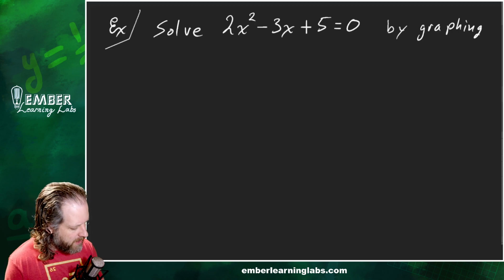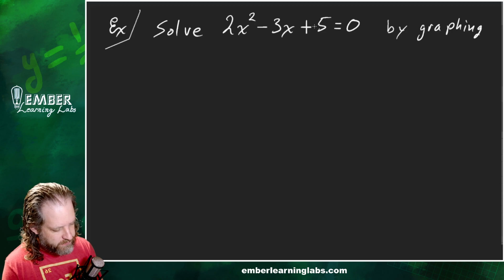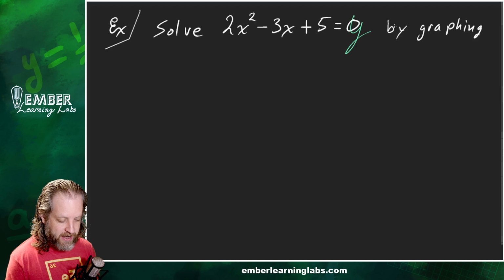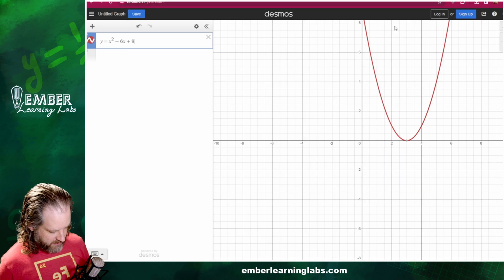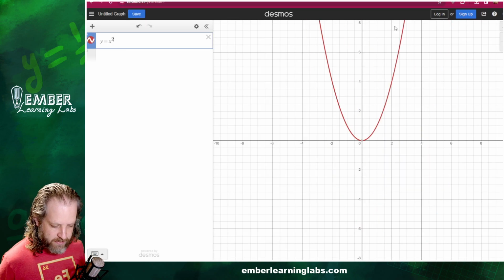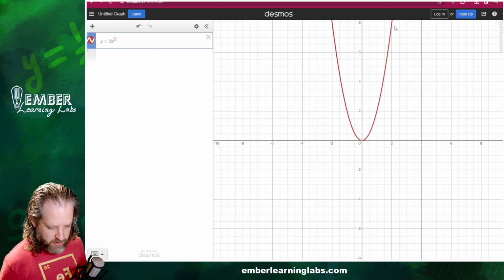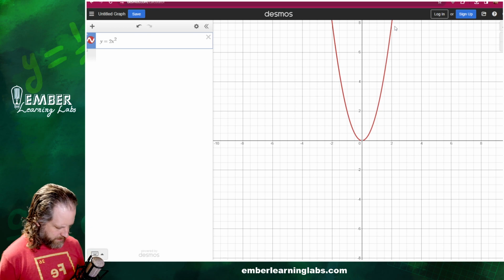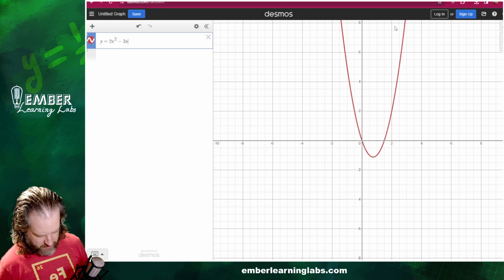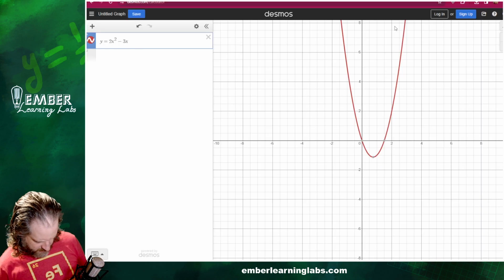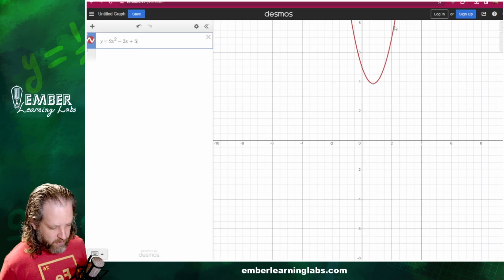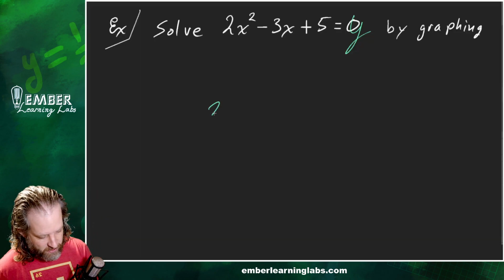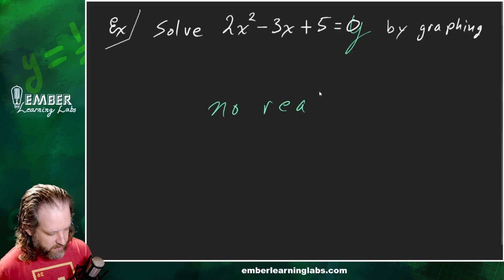So we're already solved for everything on one side and 0 on this side. Going to turn that into a y and shove it in. So I'm going to delete all the way back. I'm going to leave the x squared this time, but I'm going to go in front of it and put a 2. Is that right? 2x squared minus 3x plus 5. Oh, that never crosses the x-axis. So the answer there is no real solution.